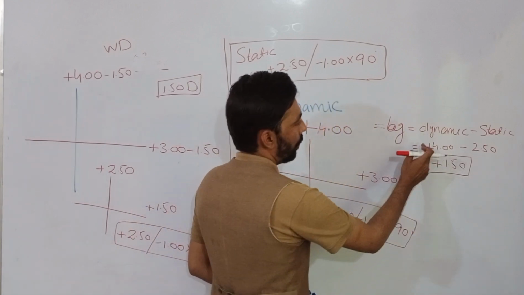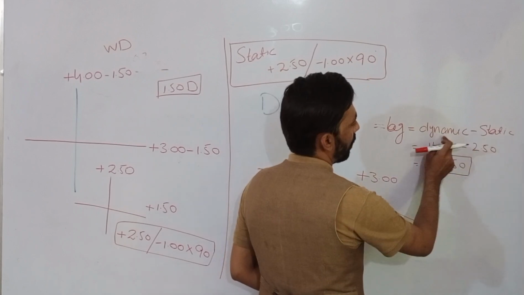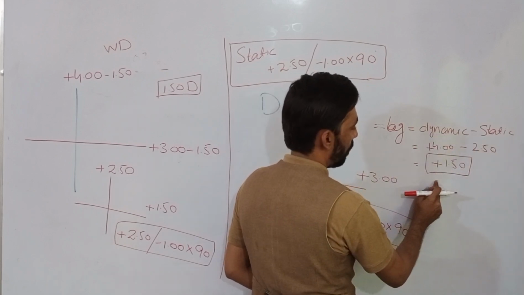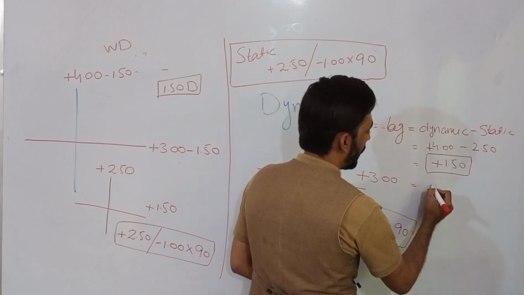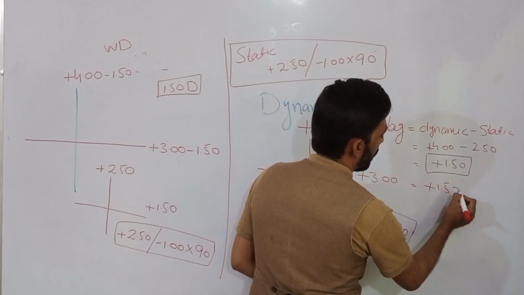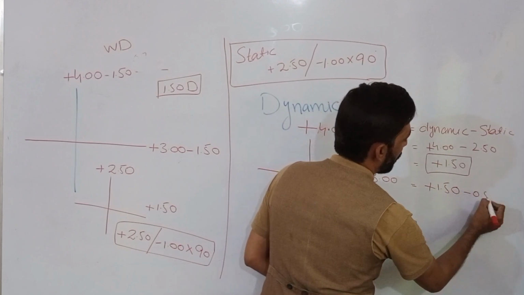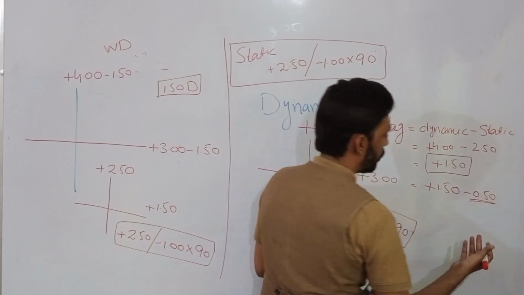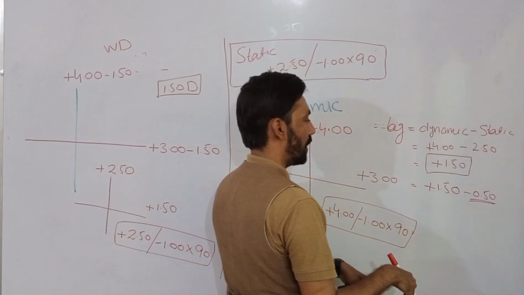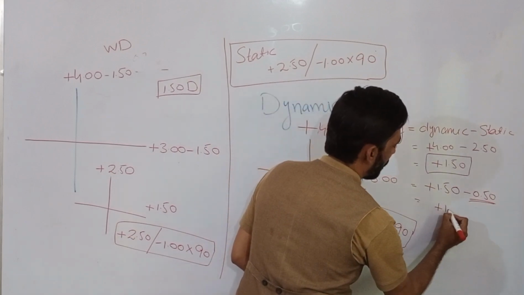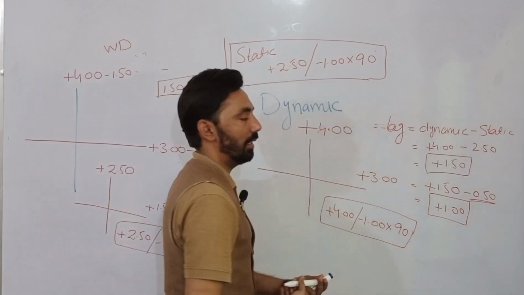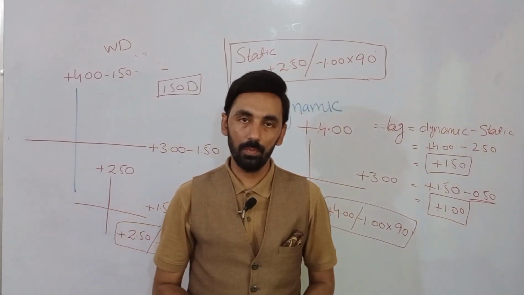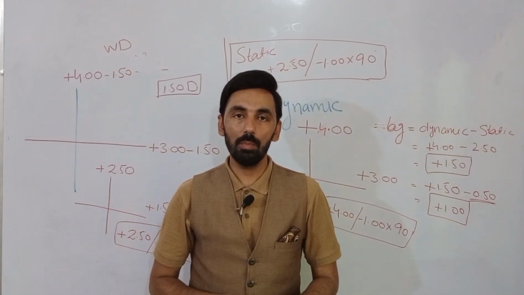So when we deduct static from dynamic, the answer was plus 1.5, and now we are going to deduct the normal lag, right? And what is the normal lag? That is 0.5. We have to deduct this value as well, so the answer would be plus 1. This plus 1 is actually our lag of accommodation. So that was all about Sheard's method.